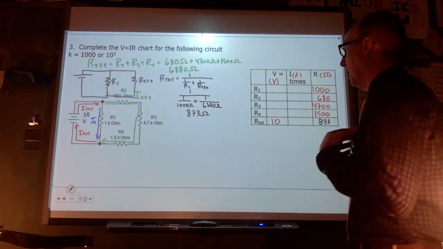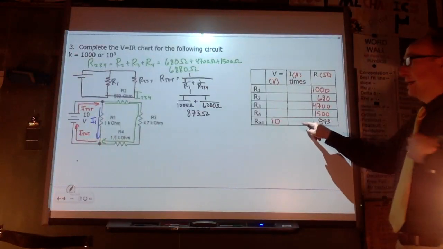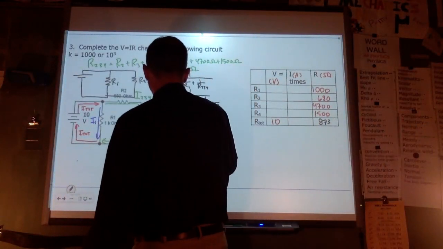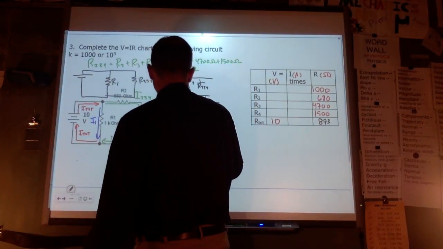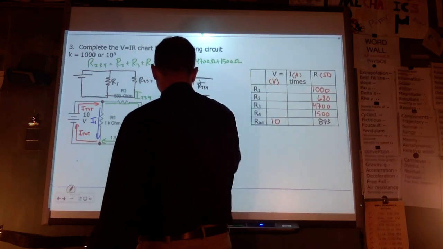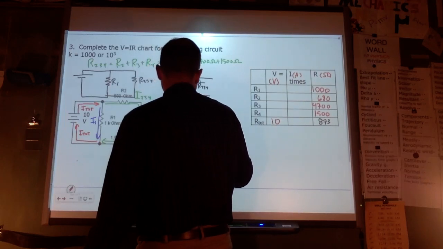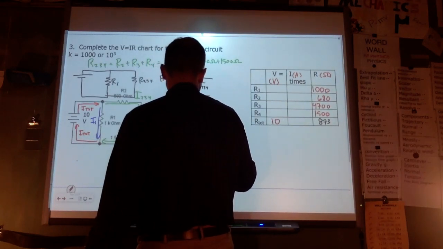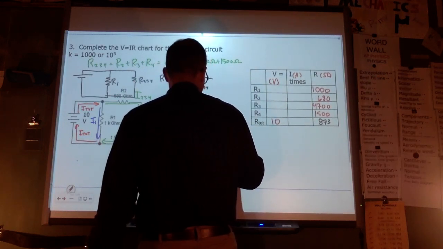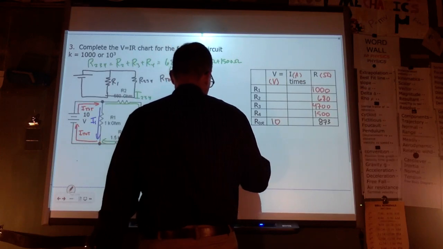All right, so now I have those, I can get my I total. So I know that V total equals I total times R total. I know that I total is V total over R total. And so I have 10 volts divided by 873 ohms.